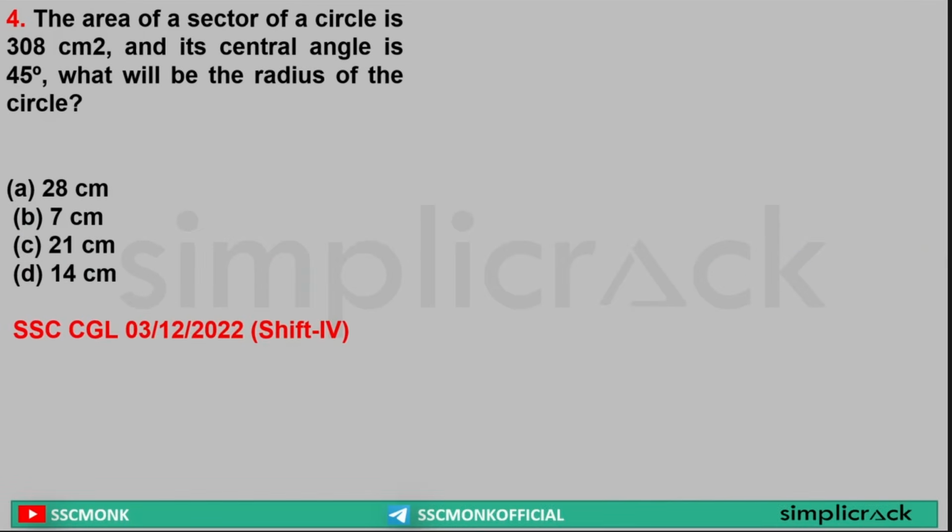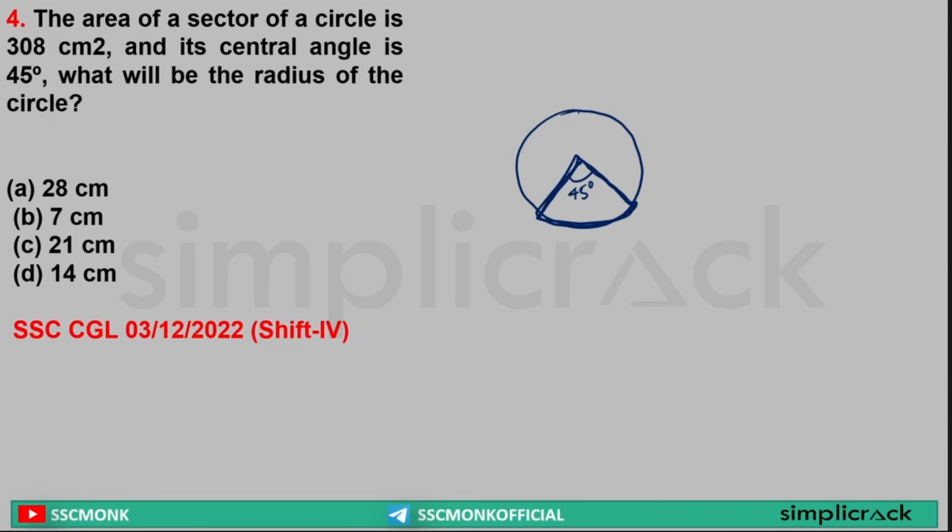Clear? Next. The area of a sector of a circle is 308 centimeter square. Its central angle is 45 degree. Now see, I am saying this is my circle. Okay, this is my center and this is the area of the sector. So this is the area it is talking about. It is saying this angle is 45 degree.